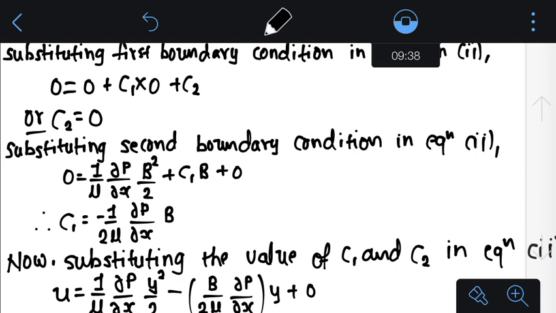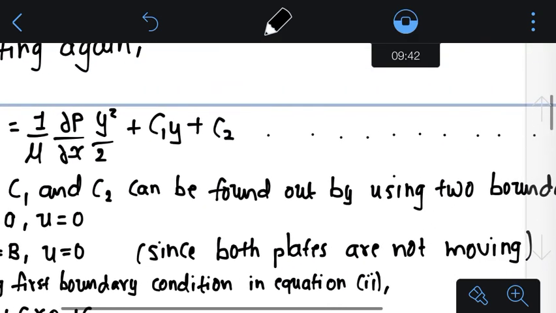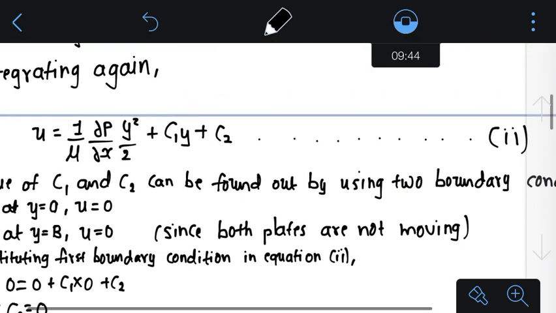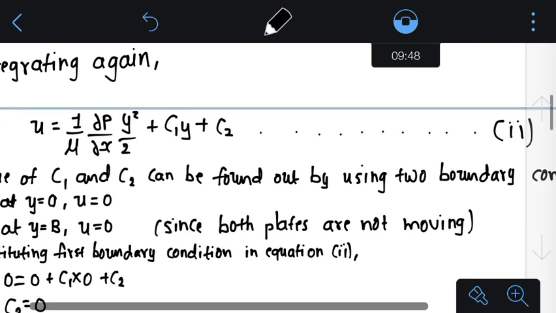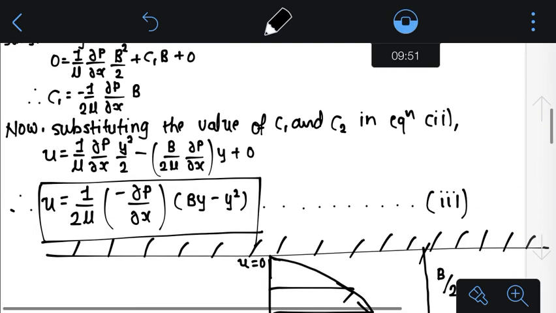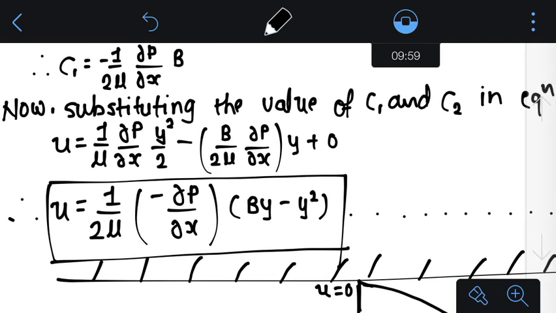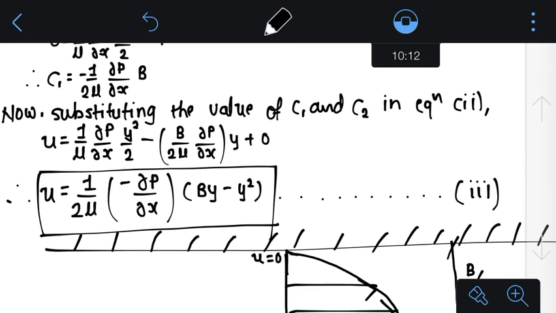So with these two values c1 and c2, we can substitute them here in equation number 2 of u, and we can derive the final form of the equation of velocity. Substituting the values of c1 and c2 into equation number 2, we will get the final form of u, that is velocity u, equals 1 upon 2 mu into ∂p upon ∂x into (By minus y square), giving this as equation number 3. So this is the equation of the velocity distribution in this case.